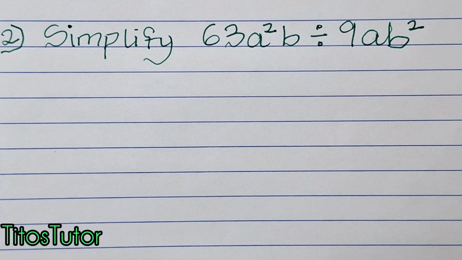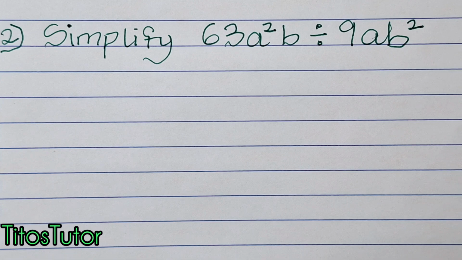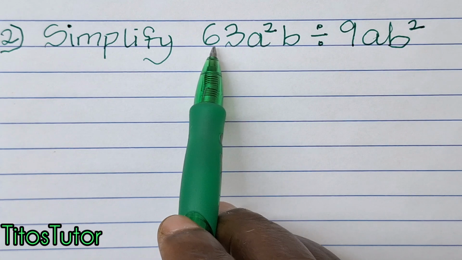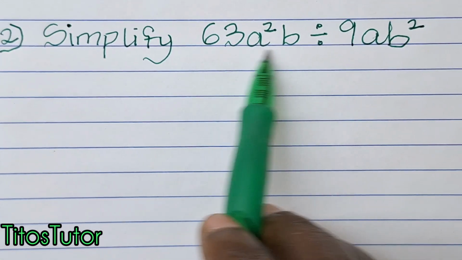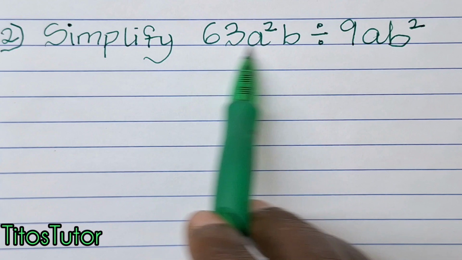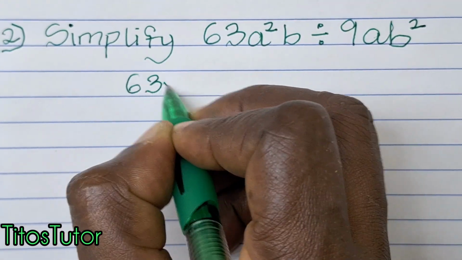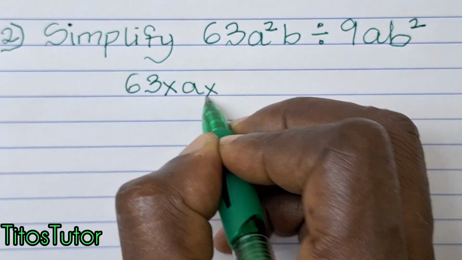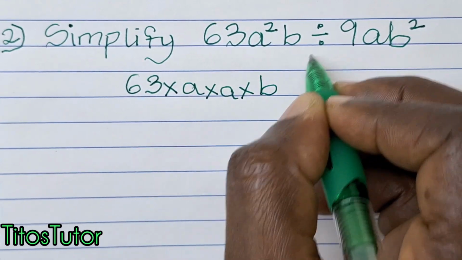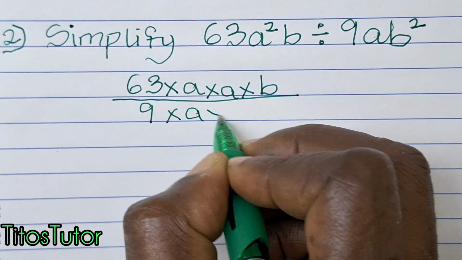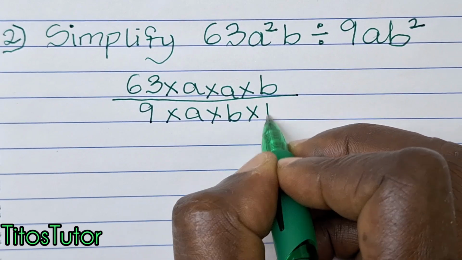Here's our second question. It says simplify 63a squared b divided by 9ab squared. Because it's division, I'm going to change it to a fraction. But before I change to a fraction, I'll expand this expression. Because they are all standing side by side, it means they are multiplying each other. So for this, I have 63 times a squared, which is a times a, multiplied by b. Division means fraction line. This is 9 times a times b squared, so it's b times b.